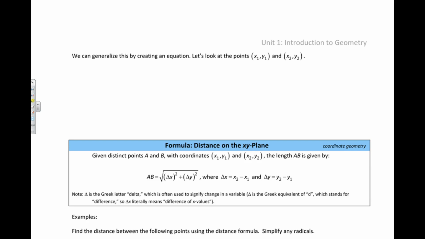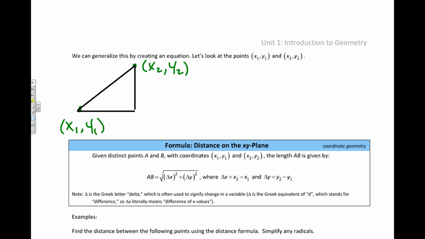We can actually generalize all of this into an equation. If I look at the points x1, y1, and x2, y2, okay? So if I just have random points, I'm just going to label them x1, comma, y1, and then this random point over here, x2, comma, y2, and I, as I've been doing, connect them together with a straight line and make it into a right triangle, okay?